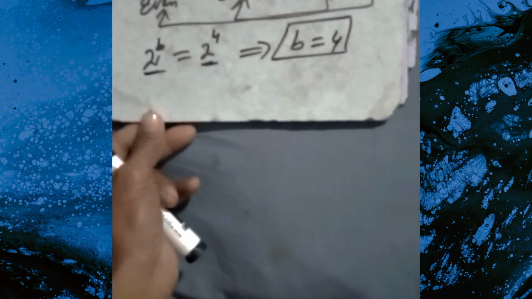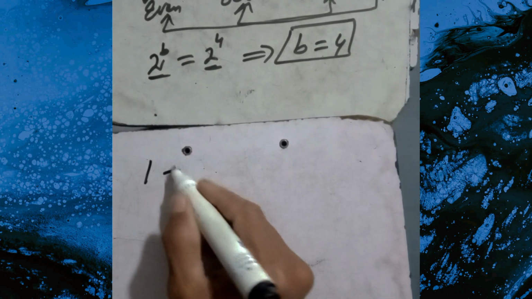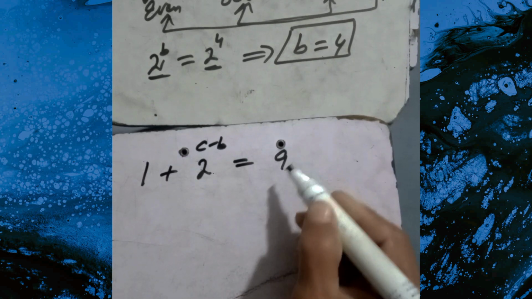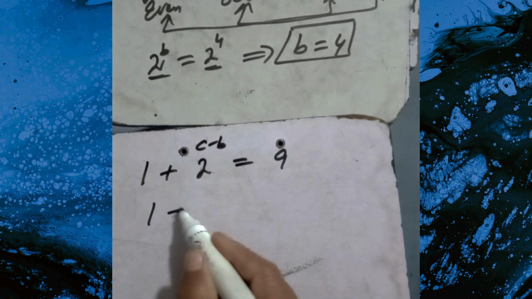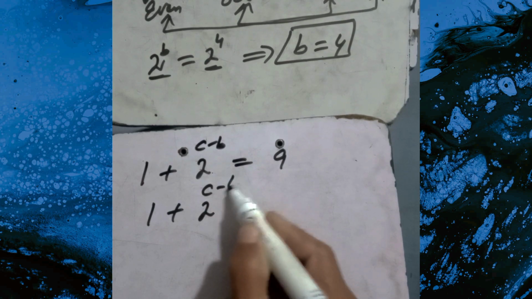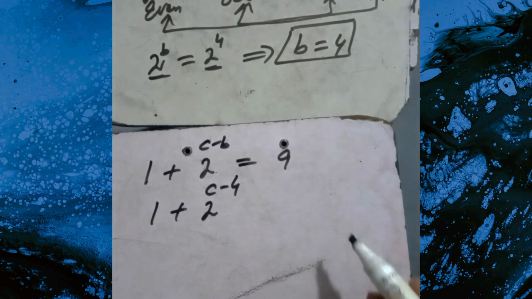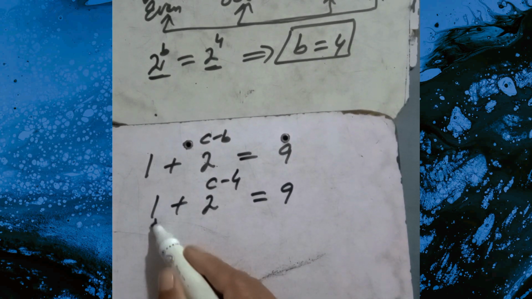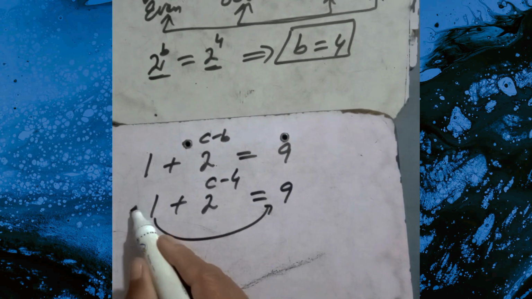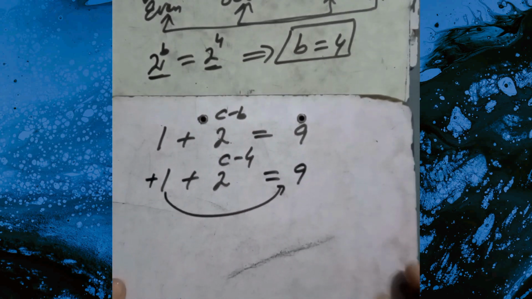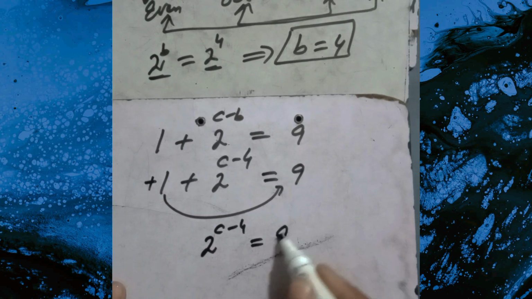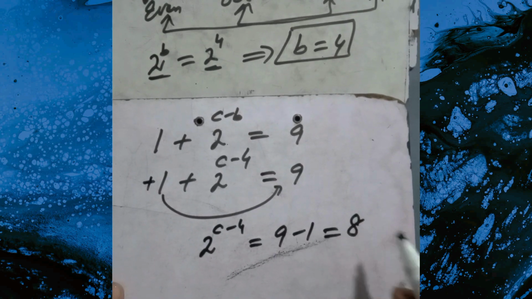Now continue the process. Now we are finding the value of c. 1 plus 2 power c minus b is equal to 9. Here we have 1 plus 2 power c minus 4, putting the value of b equal to 4, is equal to 9. So we transfer this to the right side. Here the sign is positive, and if we transfer it to the right side, the sign is also changed. 2 power c minus 4 is equal to 9 minus 1, so we get 8.